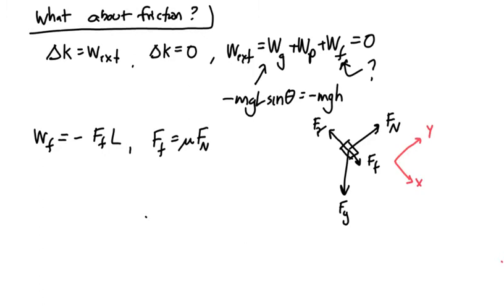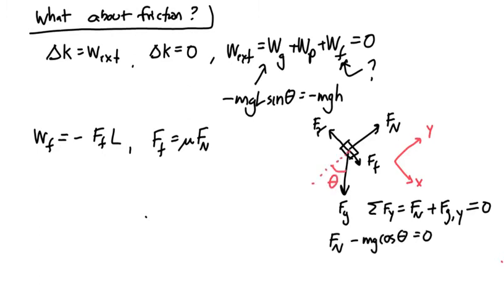So I need to write Newton's second law, which says that the sum of the normal force and the gravitational force in the y direction is going to be equal to 0 because the thing is not accelerating. That's my angle. So the gravitational force in the y direction is mg cosine theta, and that tells me exactly what my normal force is.